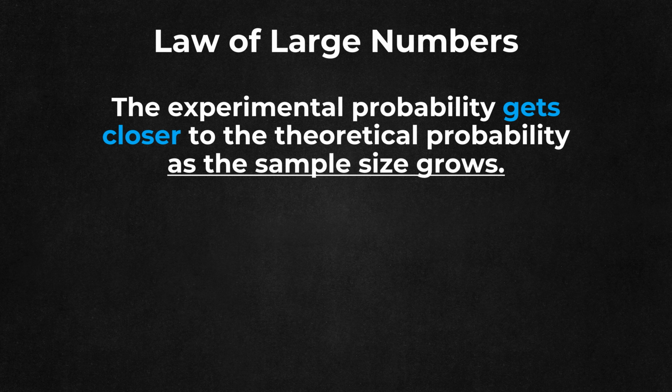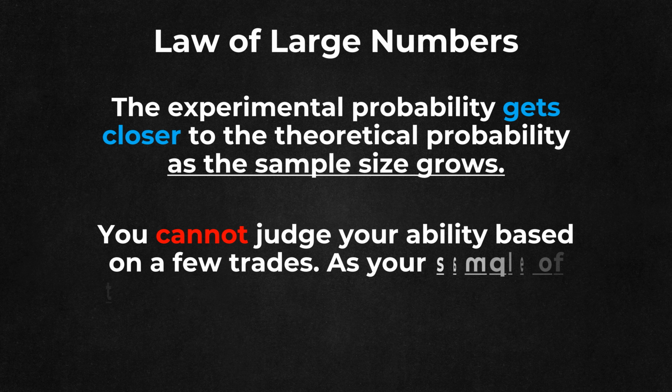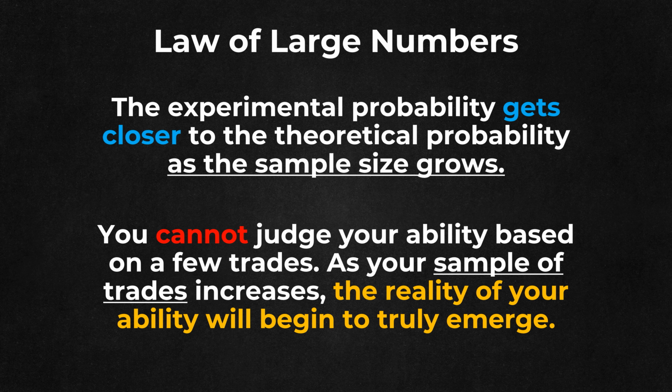Translating that to a trading paradigm, you cannot judge your ability based on a few trades. As your sample of trades increases, the reality of your ability will begin to truly emerge, and this goes both ways. If you were right in the last 4 out of 5 trades, it doesn't mean this 80% win rate will continue as the sample of trades increases. On the other hand, if you were wrong in the last 4 out of 5 trades, it doesn't mean that this 20% win rate will continue also.